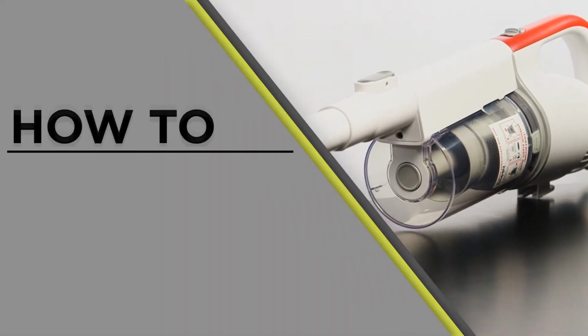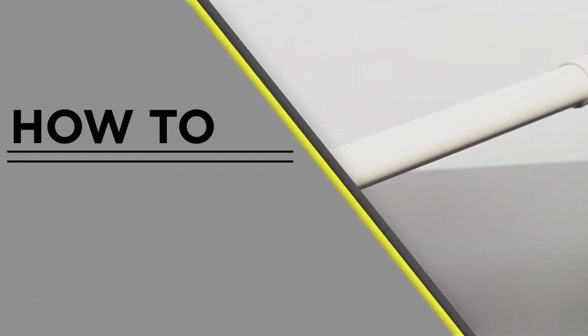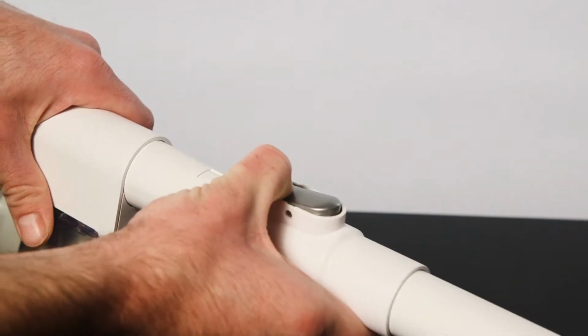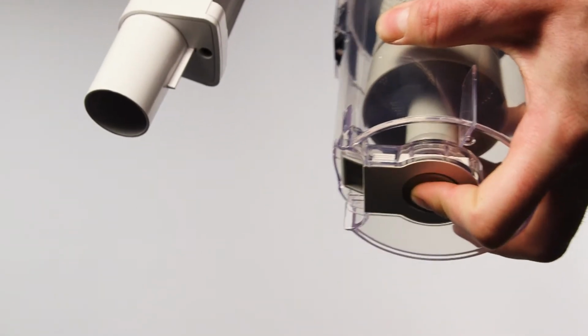In this video, we will show you how to empty the dust container and clean the filters. Before emptying the dust container, ensure the vacuum is switched off and remove any attachments. Firstly, press the release button and pull the canister away from the main body.